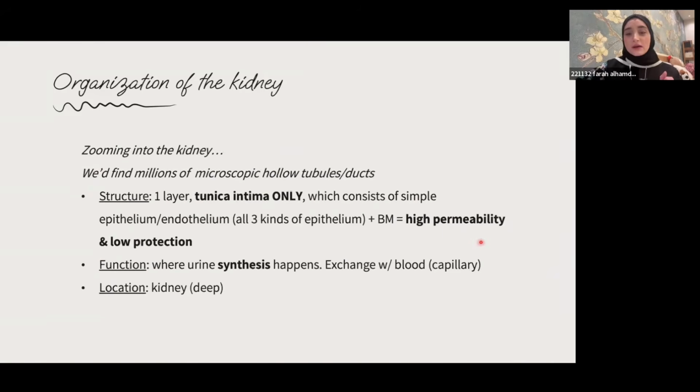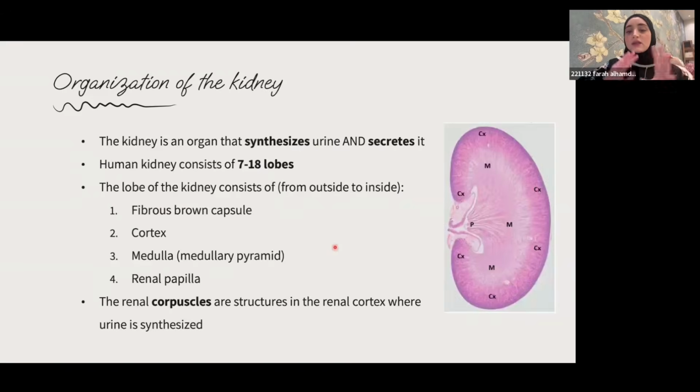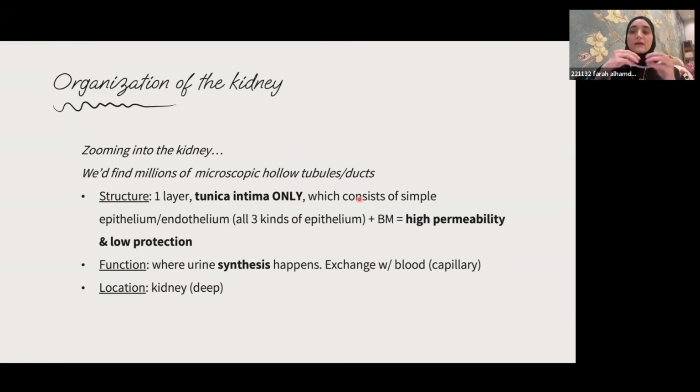Okay, let's talk about it. Zooming into the kidney, we'd find millions of microscopic hollow tubules and ducts. Structurally, they have only one layer. Now, why do you think we have one layer? Can anyone answer me? Why do we have one layer for urine formation? Okay, we have one layer because we need molecules to move very easily from the capillaries to the tubules, right? We need one layer because they cannot pass through multiple layers. So all of these tubules have one layer.